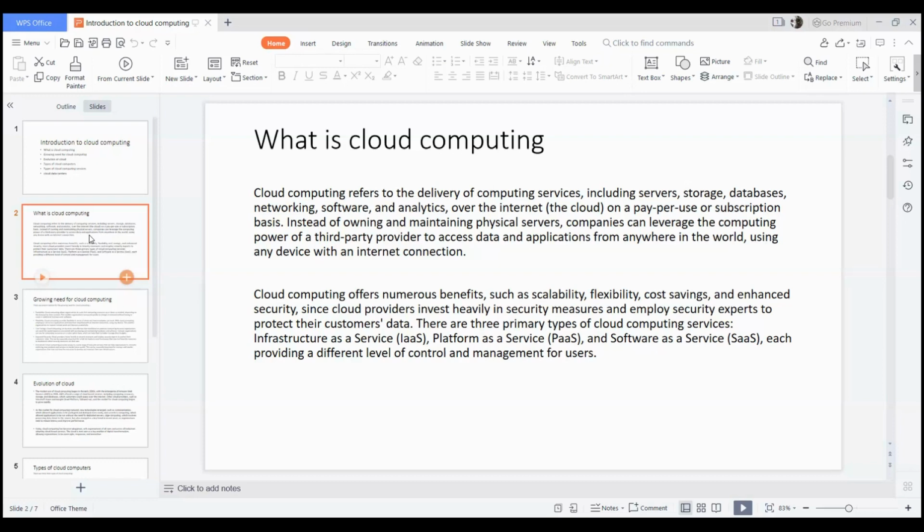Instead of owning and maintaining physical servers, let's say when cloud was not there, all the organizations used to have their big data centers within their office premises. But now each and every organization has moved towards cloud. They are taking Azure or AWS cloud services, and they are storing their data on those platforms instead of owning big data centers. Why are they doing it? There are various reasons that we will talk about later on.